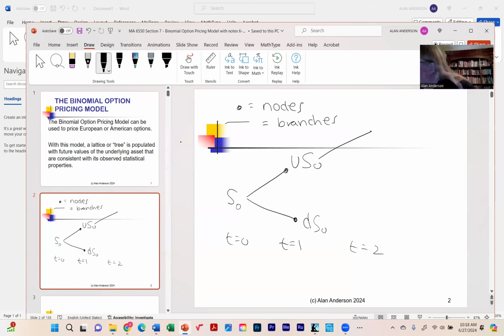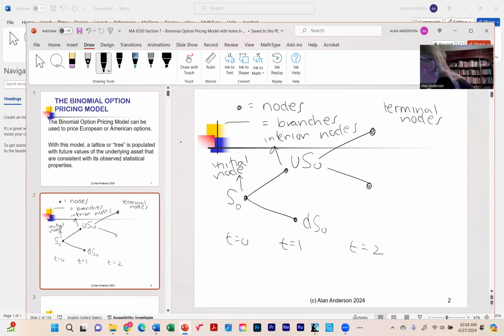So actually, we need a node right here. This is the initial node. The others are called the interior nodes. And then in the last time step, wherever they are, they're called terminal nodes. That would be, let's say this is a 2-period model, that would be these guys. Okay, so now a couple of things to point out.